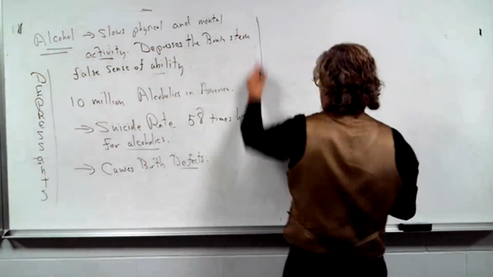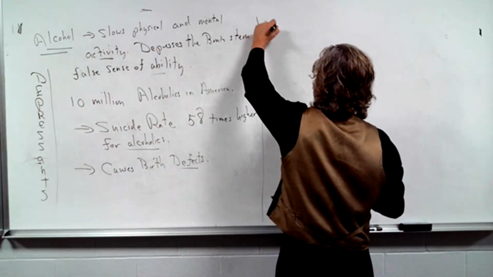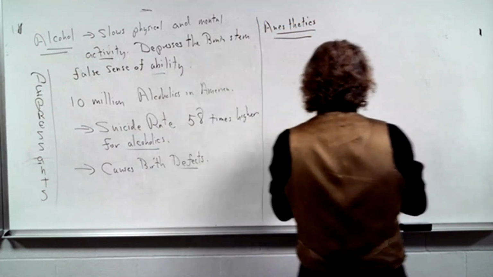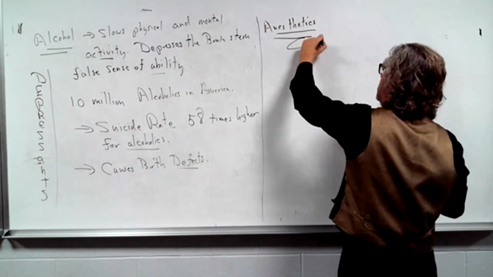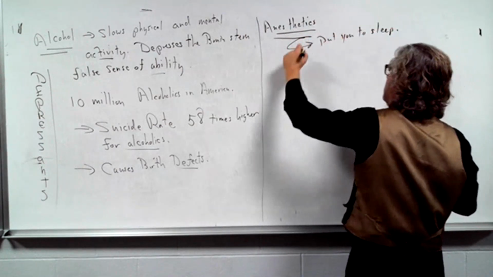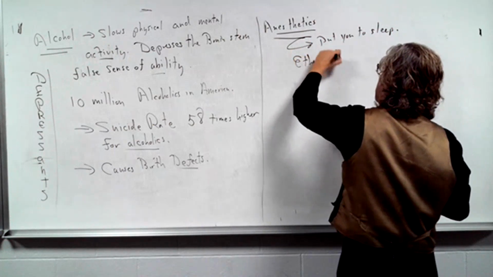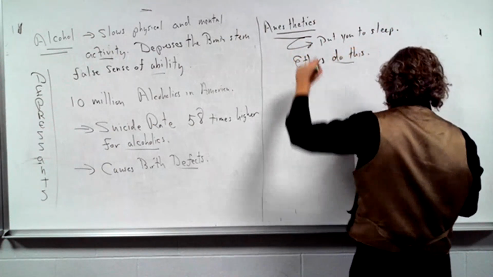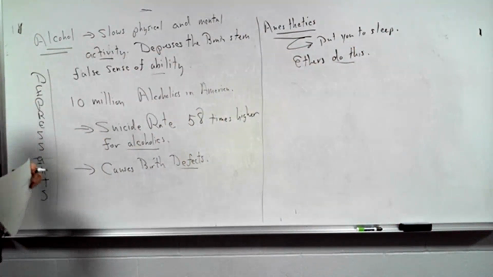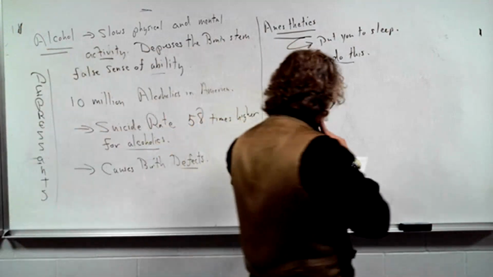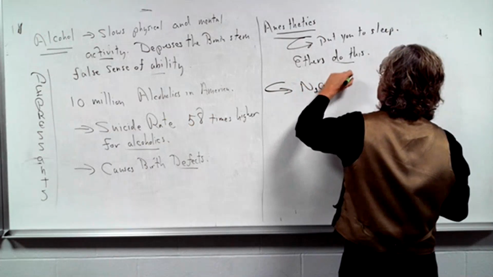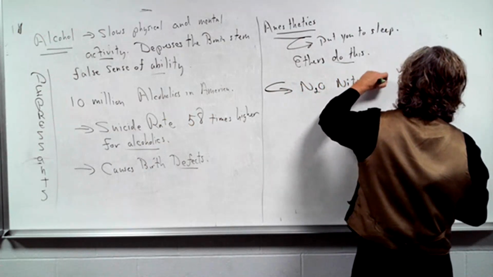Next, depressants, anesthetics. Obviously, they put you to sleep. Ethers do this. But people take a certain amount of anesthetics, and they don't put themselves to sleep, they consider themselves getting high. So, good example, N2O, nitrous oxide.